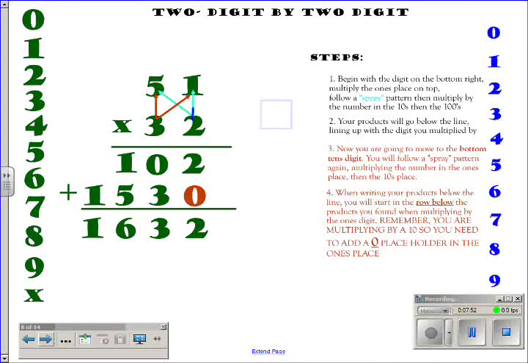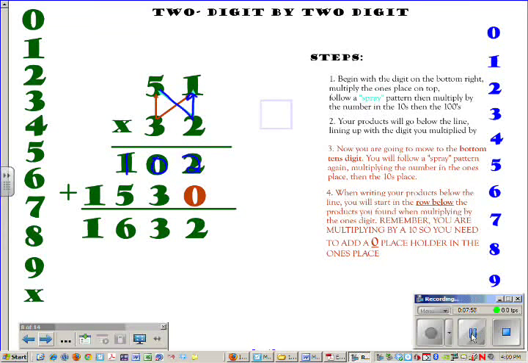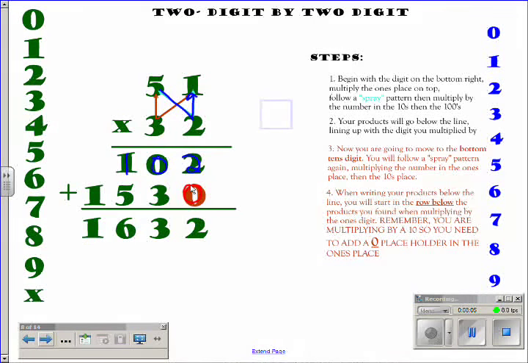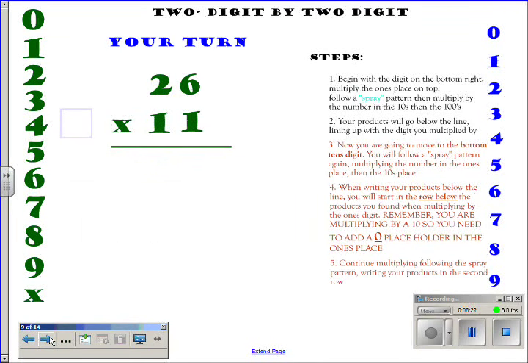We did our 2 times 1 was 2. 2 times 5 was 10. Okay? Then we're going to go on to our tens digit. We're going to have our 0 placeholder because we're multiplying by a 10. And then we do our spray to the right first. 3 times 1 is 3. 3 times 5 is 15. And then you add those two products together. Why don't you go ahead and try this one on your own.